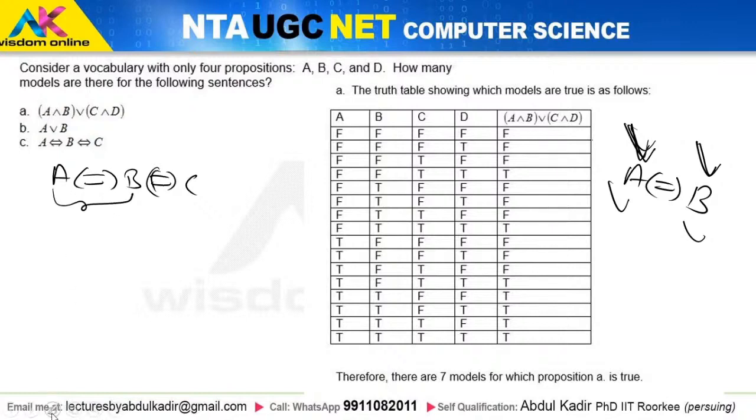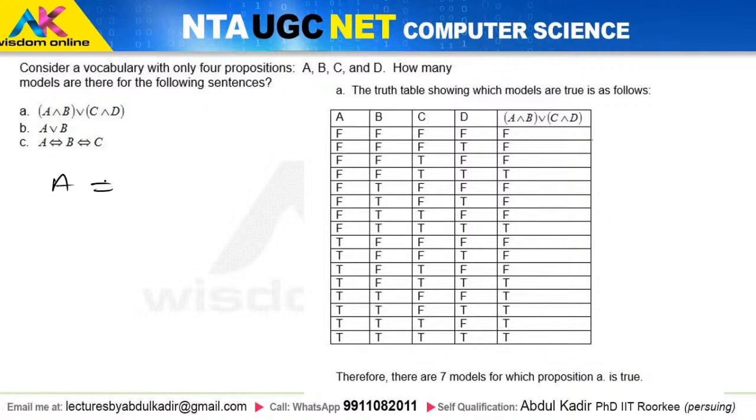Now let's take the situation, let's assume that C is false. See what I am doing, I am basically dividing this question into different cases. The first case is what will happen when C is false.